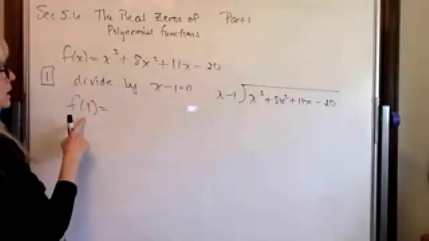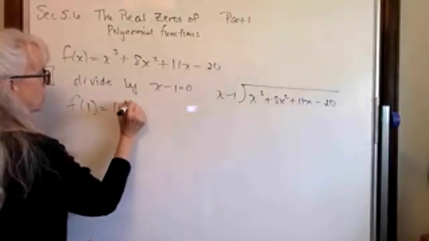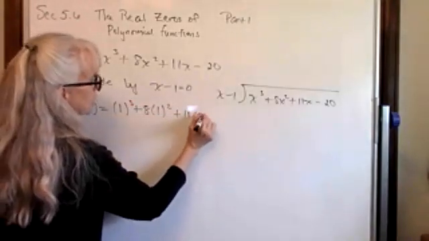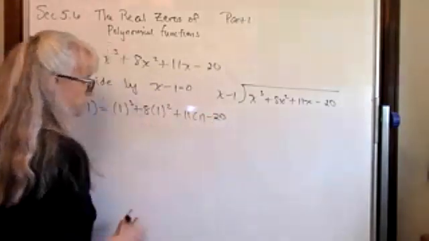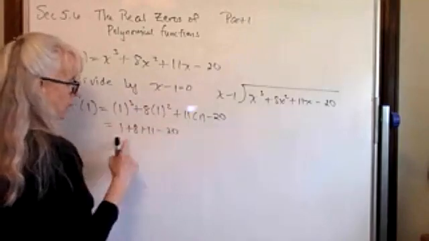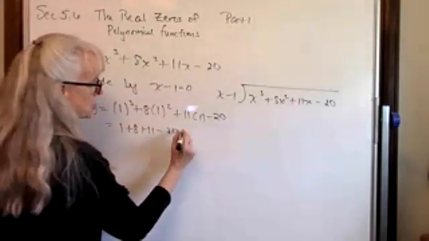So we're going to try 1. And what we're going to do is put 1 in. So we'd have 1, we'll cube it. We'll take 8 times 1 squared plus 11 times 1 minus 20. So that would be 1 plus 8 plus 11 minus 20. That's 9, that's 20 minus 20. Sure enough, I get 0.